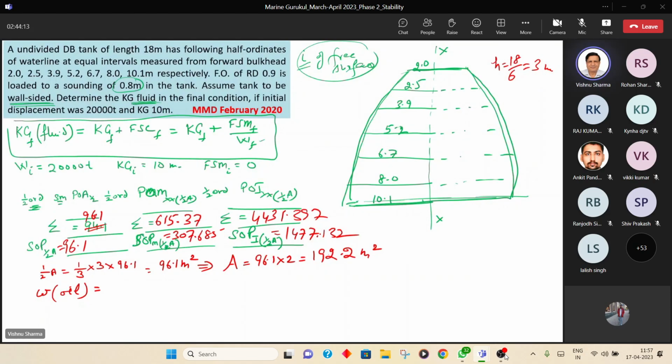Excuse me, sir. If we use rule 2, will the centroid value be different, sir? Yeah, the area will be different, of course, by rule 2. You will be able to compare only with somebody who has used rule 2.